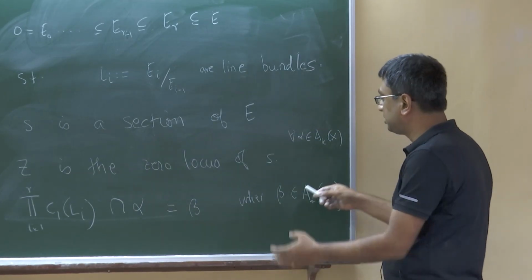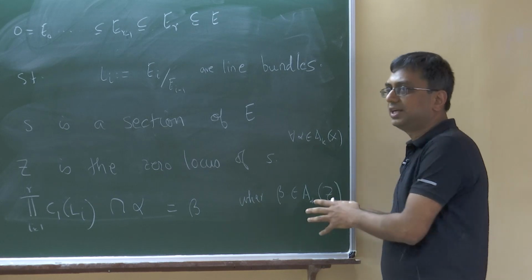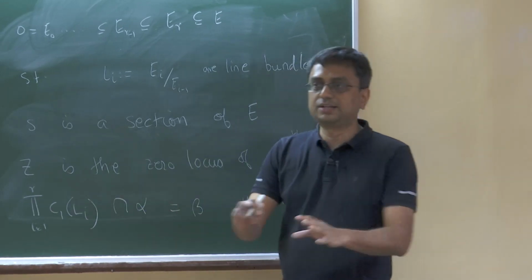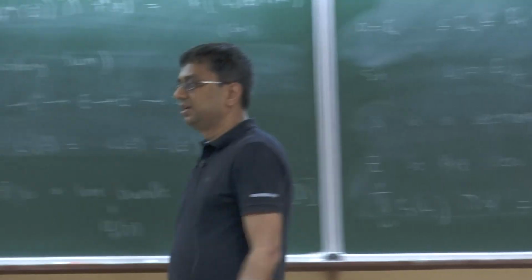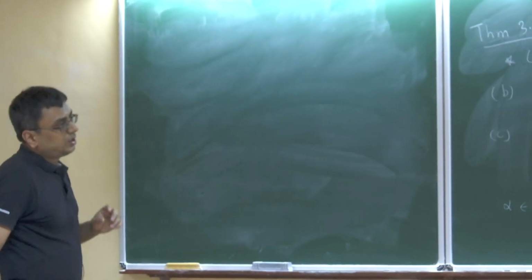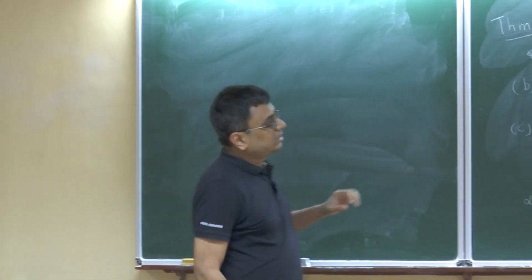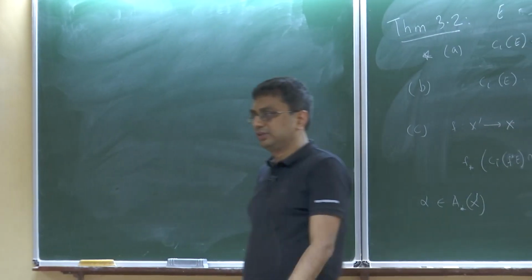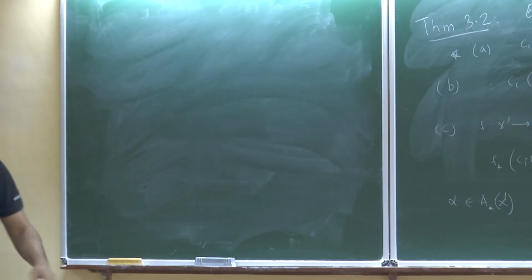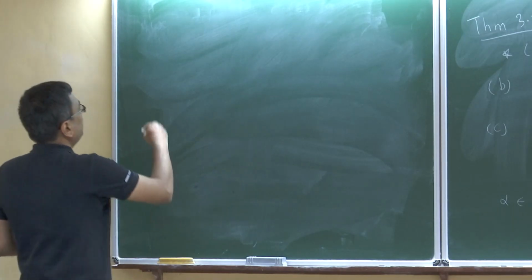So given this, there is a cycle on Z such that its push forward is equal to this. That is the precise statement. Okay, but let us do one thing. Let us assume this and see how this is useful. It will be more interesting to prove it once we know how it is useful. So let's assume that lemma.